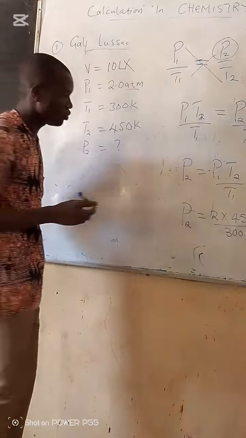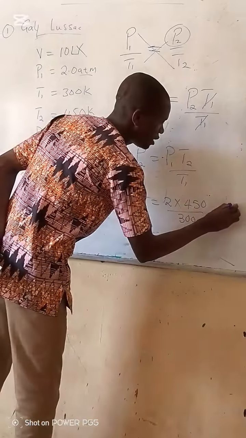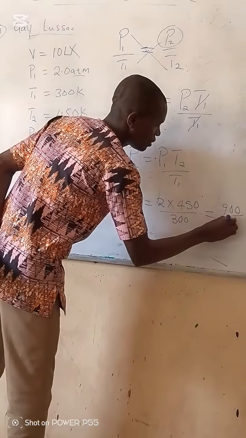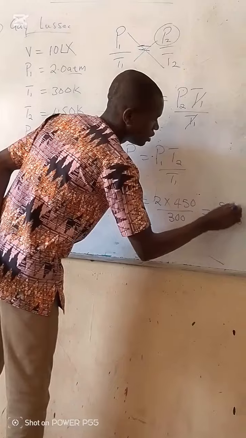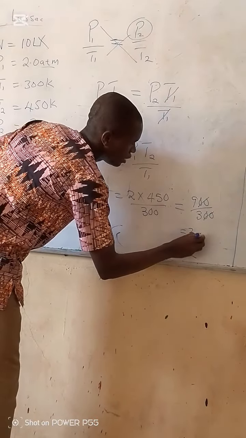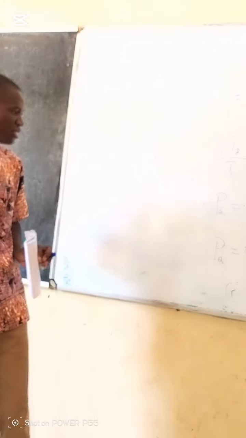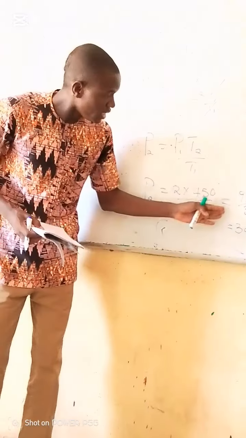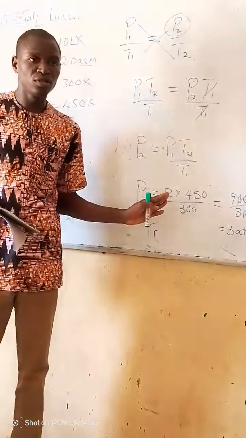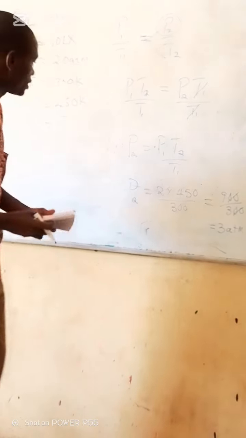Yes. So what we have here is 2 times 450 is 900 divided by 300. So the final answer will be 3 atm. So this is the final pressure, and we have answered this yesterday. I've provided an answer to it yesterday, in the options given. So for those of you that didn't get it, please note that.